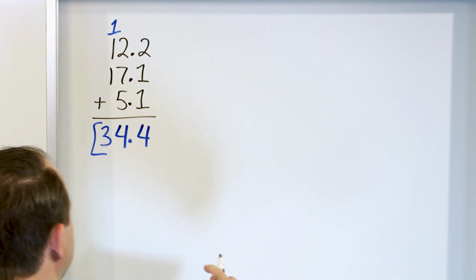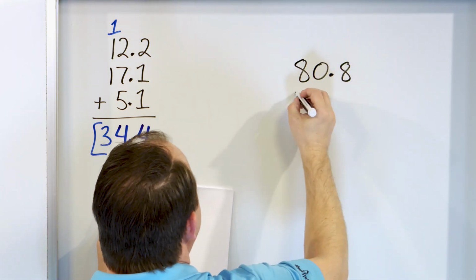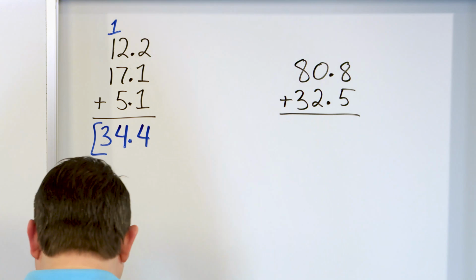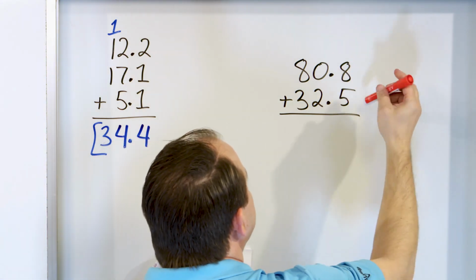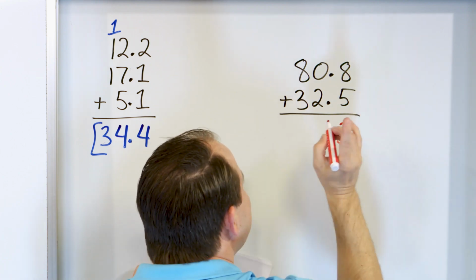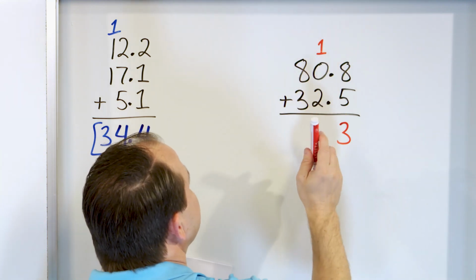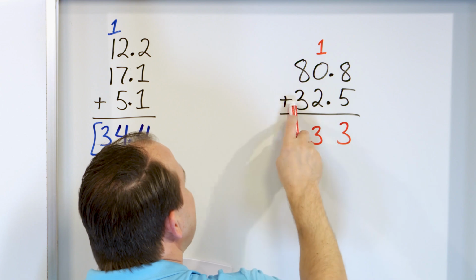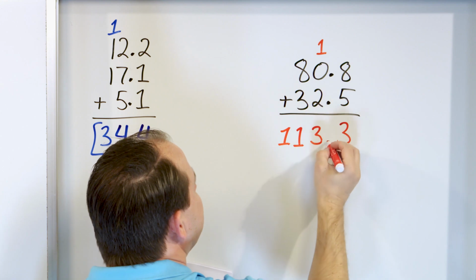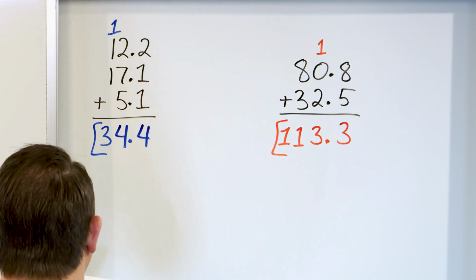All right, only 3 more problems. Let's take a look at 80.8, and we'll add that to 32.5. All right, again, we start in the right. What do we have? 8, let's count up. 9, 10, 11, 12, 13. 13 is what we get there, so you put a 3, but you have to carry a 1 to the next column over. 2 plus 1 is 3, goes right here. 8 going up, 9, 10, 11 means I have to put an 11 right down here, and the decimal just falls right down into the answer, 113.3.